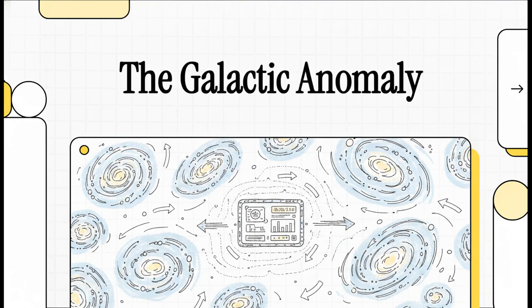Welcome to this explainer. Today, we're diving straight into something absolutely wild. We've got our hands on a really dense, totally unfiltered data terminal readout that points to a massive structural anomaly in how galaxies actually move.